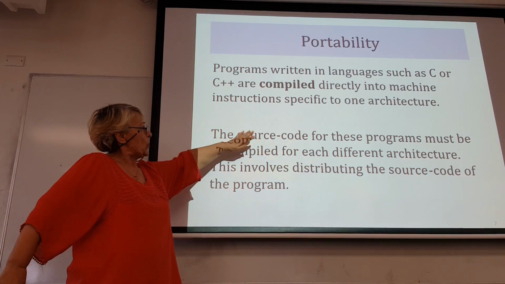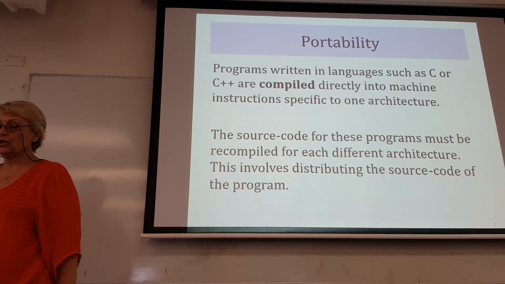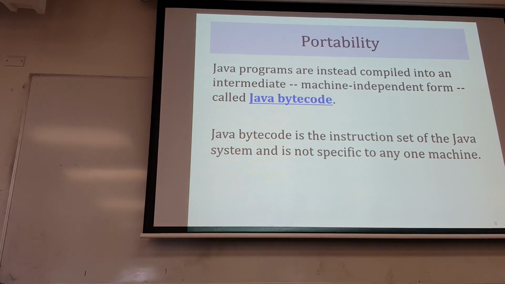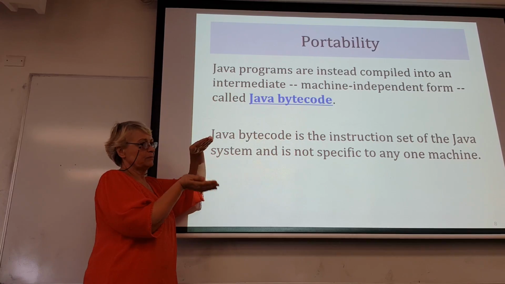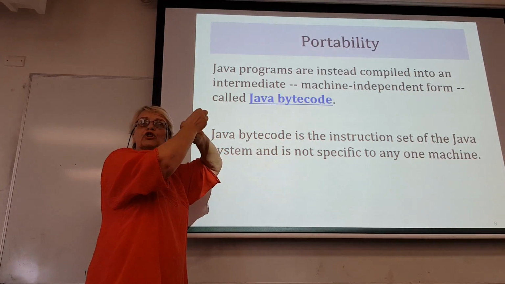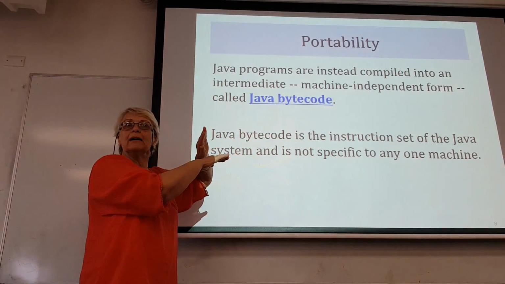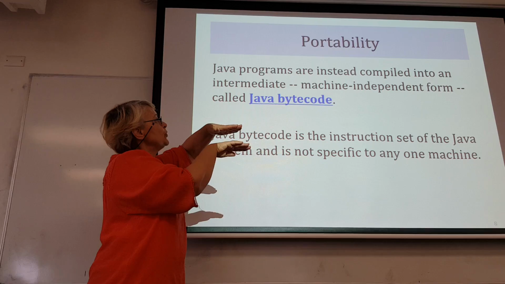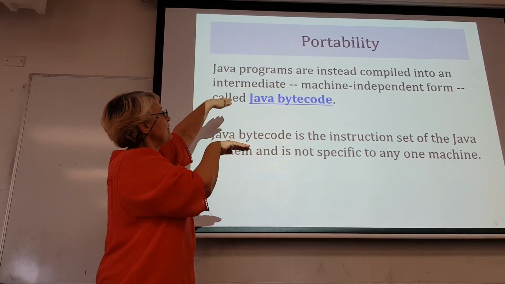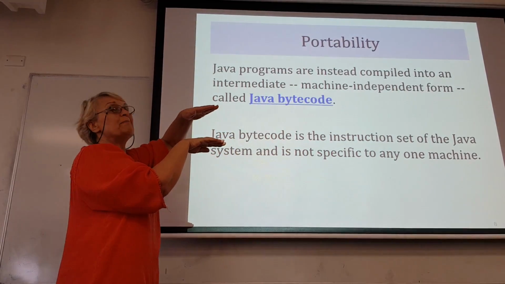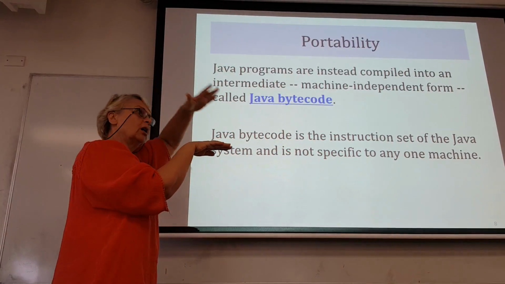So the source code has to be recompiled for each operating system, Linux, Windows, whatever. In Java, this is not the case, because Java programs are compiled by the Java compiler. The JDK provides that Java compiler into an intermediate level called Java bytecode. So this is what makes the Java programming language portable.